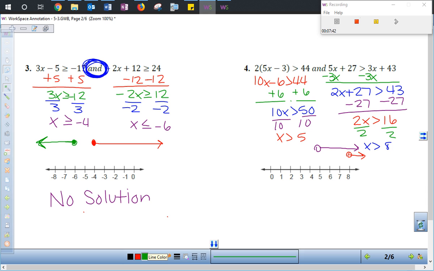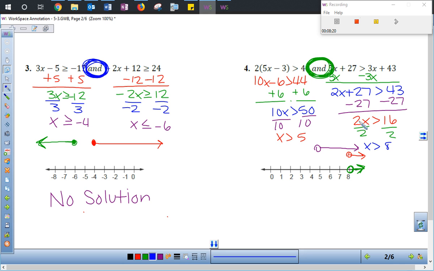Now, before we can graph our final graph, we need to look at what word we have. Here we have an "and" inequality, which means I want where my two graphs overlap. Now, if they overlap, that's where they start on top of each other and end. So, if I look at my two graphs, they start being on top of each other at positive 8 with an open dot. And if I follow them, notice the arrows are going the same direction, which means that I'm going to end with an arrow going in that same direction. So I'm going to have an arrow going to the right.